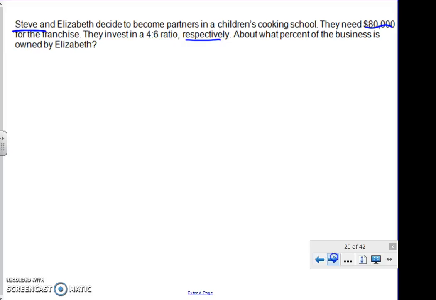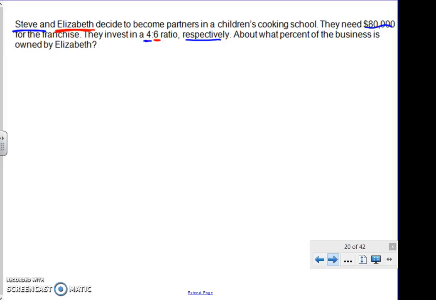If Steve was listed first, it means that his ratio is the 4 because it is also listed first. Next, Elizabeth is listed second. And so she has the 6 portions in the ratio that is her part of the business.